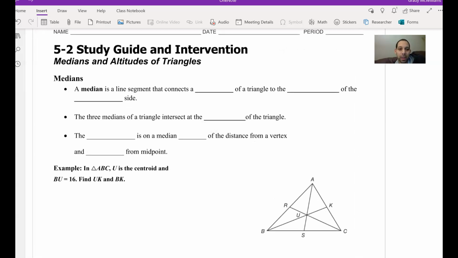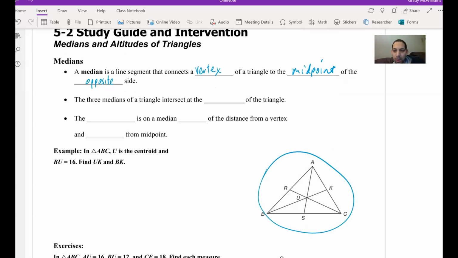So a median is a line segment that connects a vertex of a triangle to the midpoint of the opposite side. Okay, so if you look at this triangle down here, you'll see there's three medians. This segment AS is a median right here, connects the vertex to the midpoint.